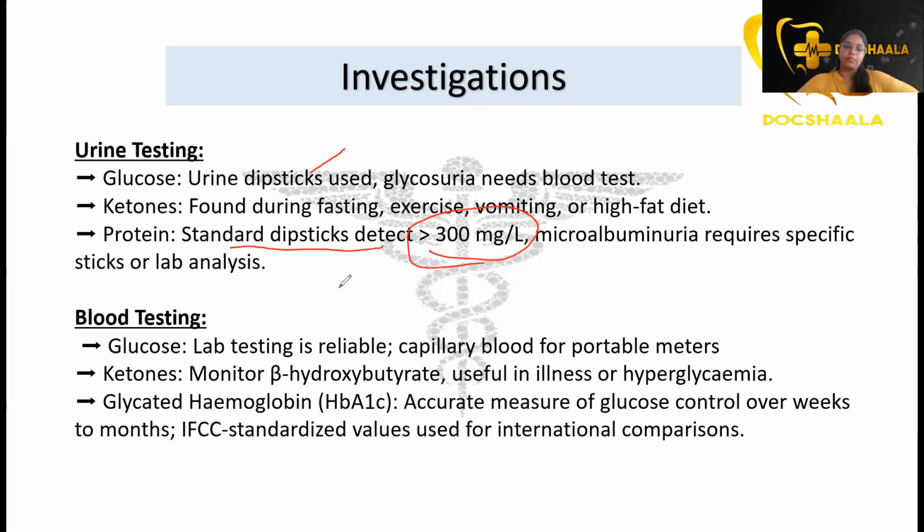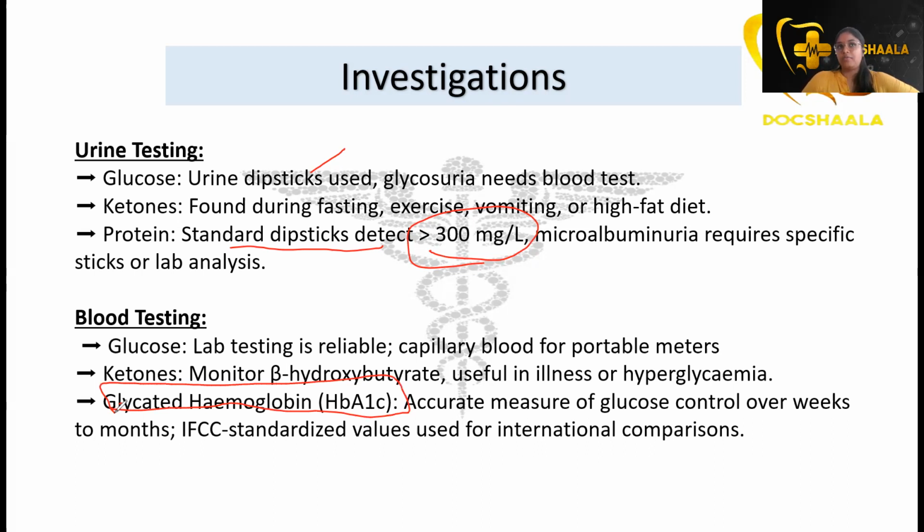Then blood testing. Glucose is tested in the lab, and the tests are reliable, with capillary blood for portable meters. Ketones are monitored through blood by beta hydroxybutyrate, which is useful in illness or hyperglycemia. And glycated hemoglobin, or HbA1c, is an accurate measure of glucose control over weeks.